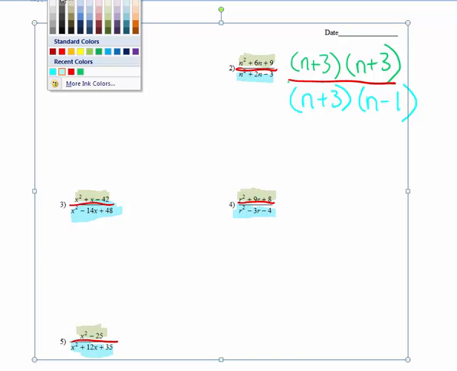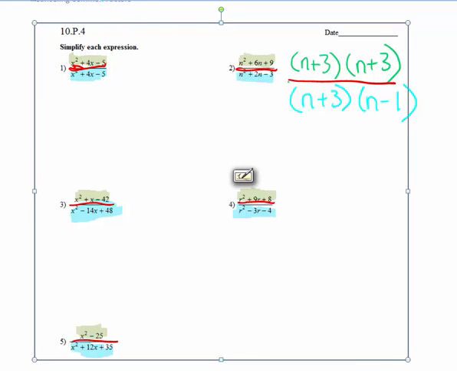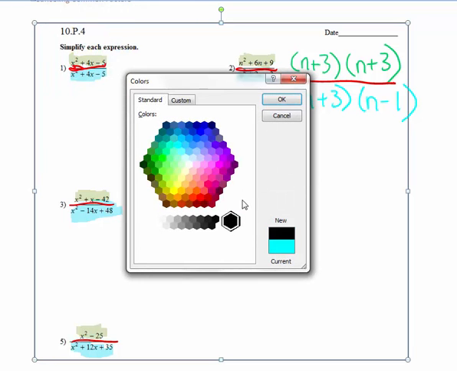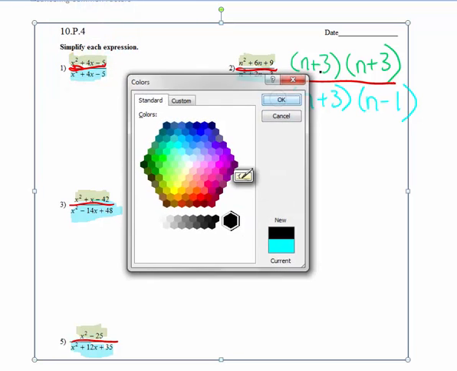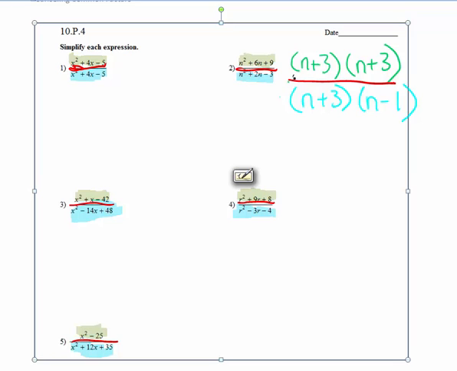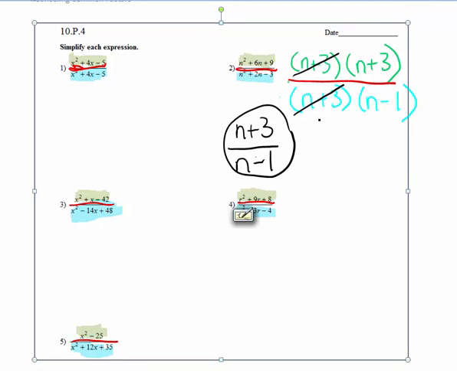Now, in black, I'm going to cross out anything that's the same between the top and the bottom. Now, I'm going to rewrite my answer right here. n plus 3 divided by n minus 1. And we're done. That's number 2. That's simplified. Now, you want to be careful with two things. First, we need to get to a multiplication problem in order to cross out.